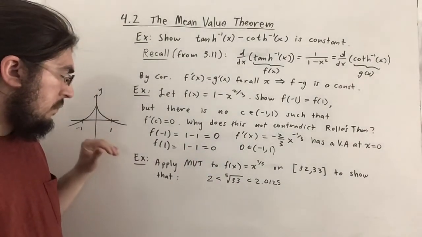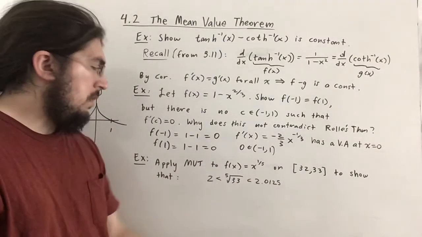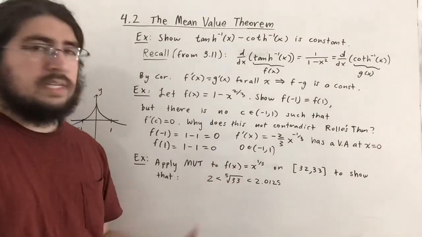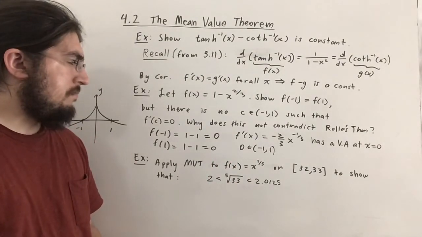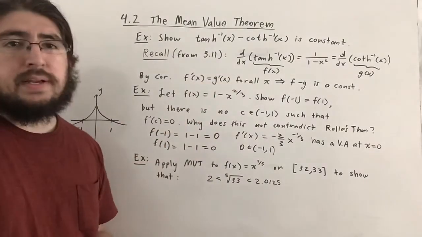Now, for this next example, we want to apply the mean value theorem to this function on this interval to show that we have this inequality met. Just for space, I'm going to erase this, lift this up, and then continue.